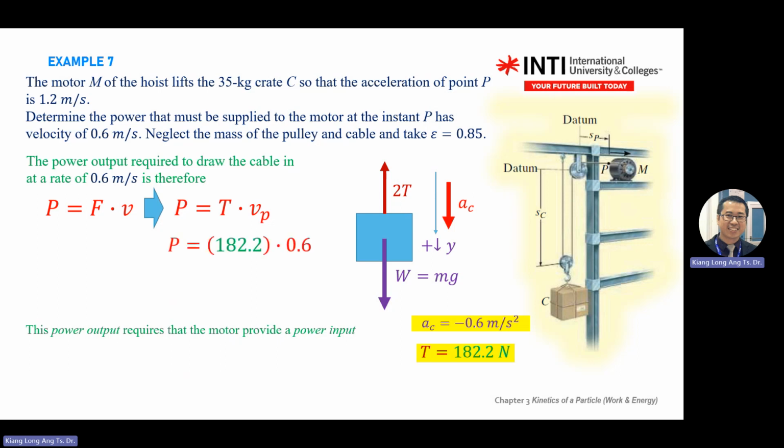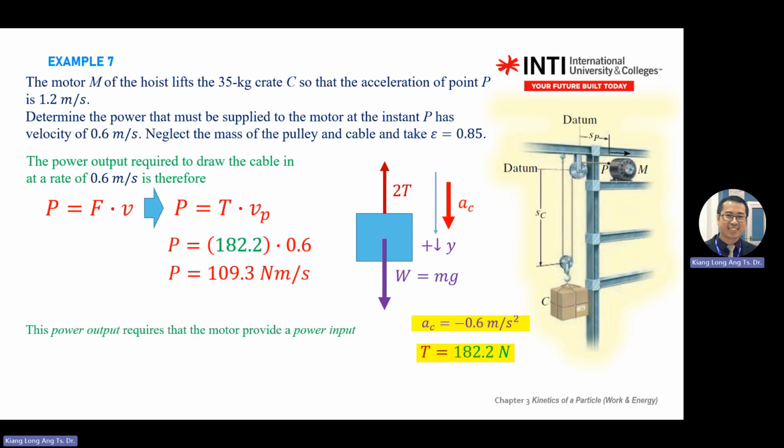You put in the tension in the cable, 182.2, because the cable here is the same. The tension in the same cable, multiplied by velocity 0.6. Velocity is given here, 0.6. You get power. So this is the power you need to lift the crane.